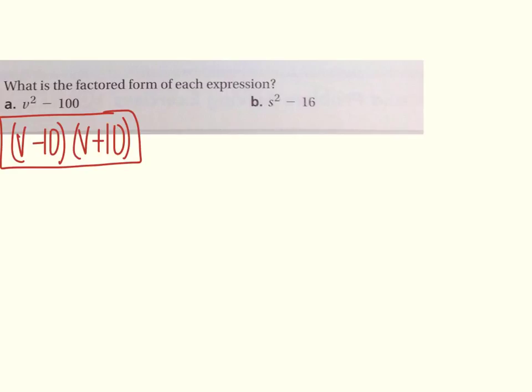For the second one, it's a perfect square minus a perfect square, so it's going to be square root of the front minus the square root of the back, square root of the front plus the square root of the back.